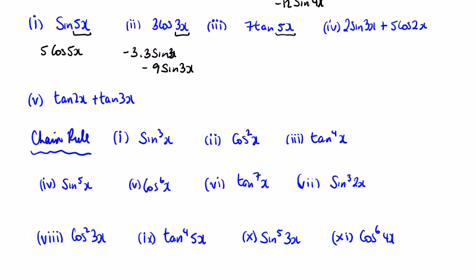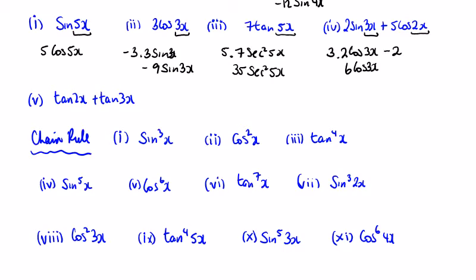The 5 here goes in front, and 7 tan 5x goes to 7 sec squared 5x. So in this one, we're going to end up with 35 sec squared 5x. This is two parts, but we just do them the same with the plus sign, or it could be a minus sign. So the 3x goes to 3, and 2 sine 3x goes to 2 cos 3x. So this one becomes 6 cos 3x. Now the 2x goes to 2, cos goes to minus sine, so 5 cos 2x is going to become minus 10 sine 2x. So we end up with 6 cos 3x minus 10 sine 2x.